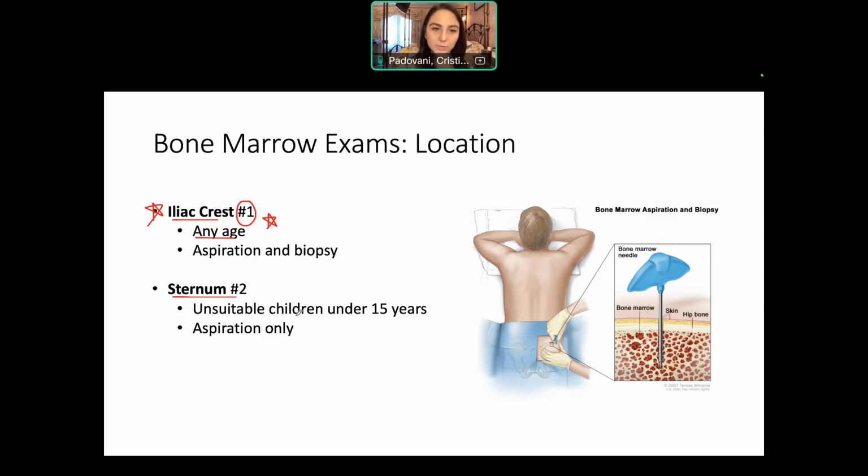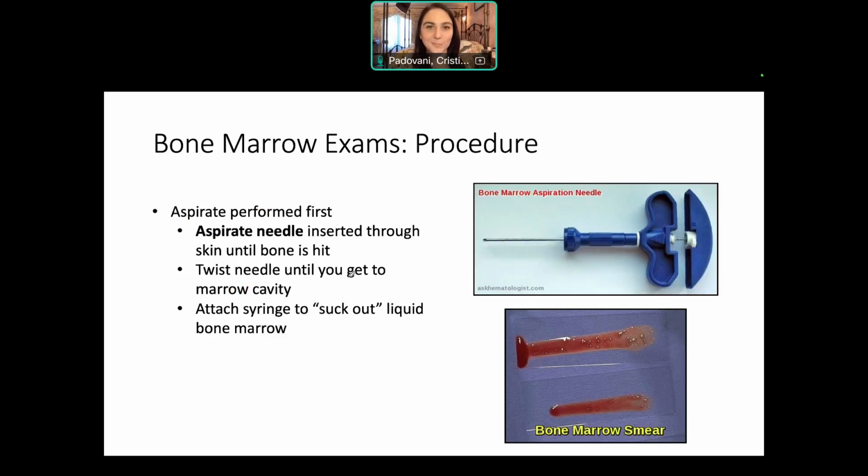Sternum is number two. This is going to be unsuitable for children under 15 years old, so it's usually not the answer if you have a child under 15. It's also the number two site, so you always want to try to go with number one if you can. A lot of the time it's not good to go for the sternum, especially in kids that are still growing, because you can accidentally hit the heart, all sorts of stuff. So try to avoid the sternum and go with the iliac crest. Regardless, with the sternum you can only do an aspirate. You can't do a biopsy from the sternum, of course. It's a sensitive location in the body, with a lot of major organs there.